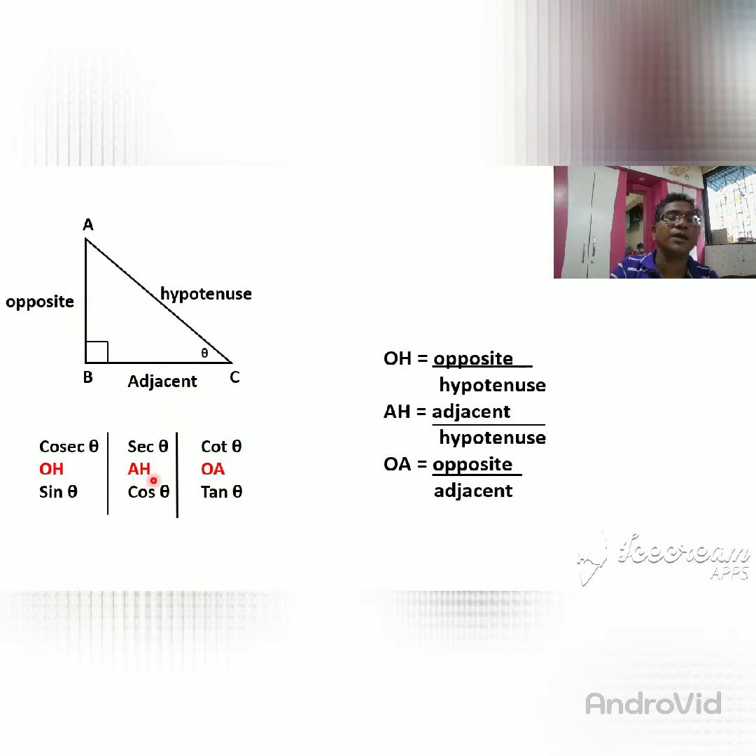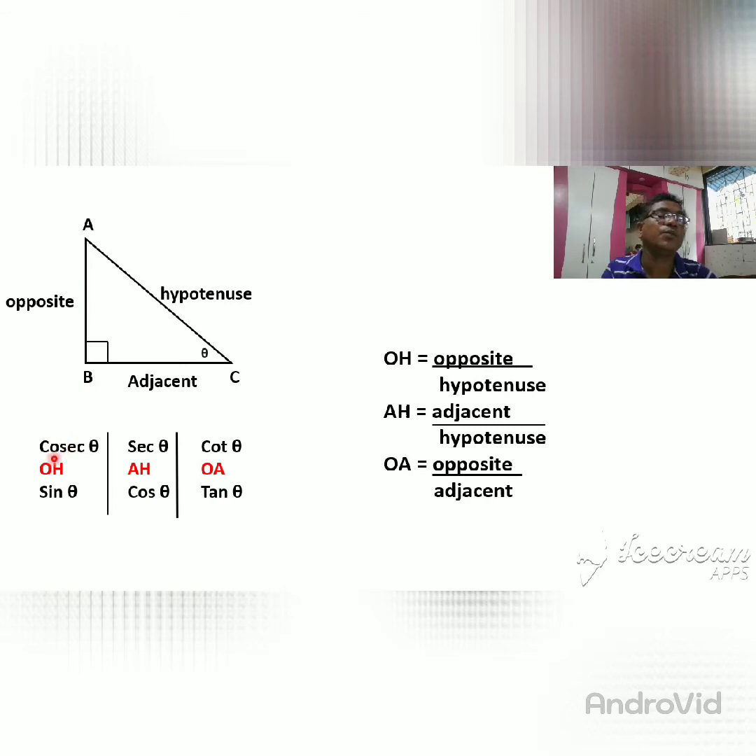Then hypotenuse divided by adjacent is called sec. The hypotenuse is AC, so hypotenuse AC divided by adjacent BC, so AC upon BC. Then cosec theta is hypotenuse divided by opposite. So the hypotenuse is AC divided by the opposite, which is AB.